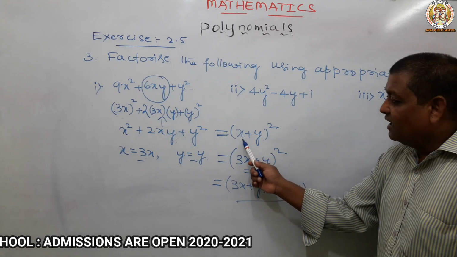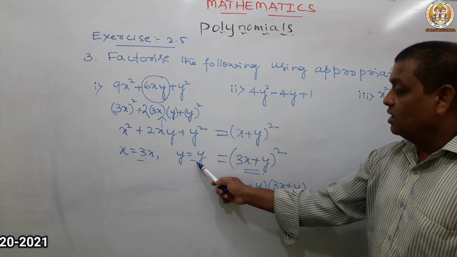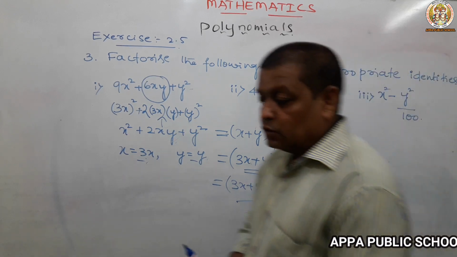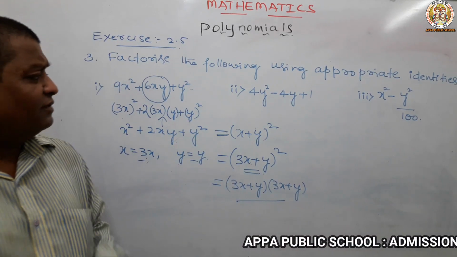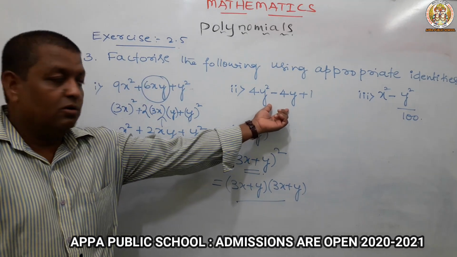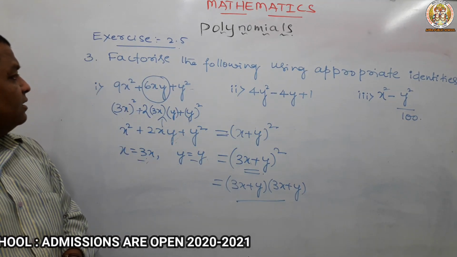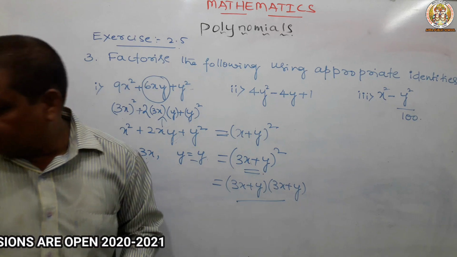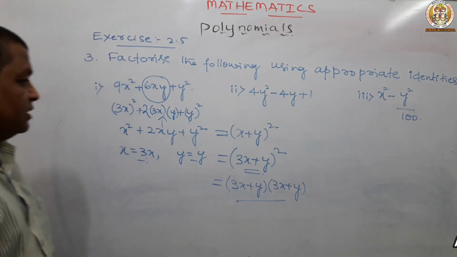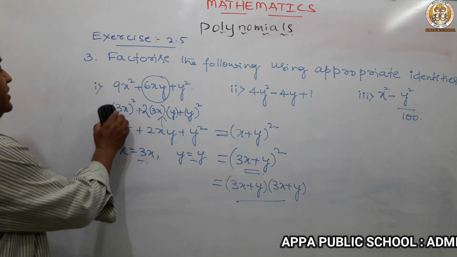What is the identity? x plus y whole square. Our x value is 3x, our y value is y. So just substitute x and y and your answer is ready. In this way we can solve a number of sums of this type. Here also one more is there, already you know. See, it is in plus form, it is in minus form. Okay, we are going to see how it is. So shall I wrap this up, and now we are moving to this point. So try to understand this place. Okay. Next.